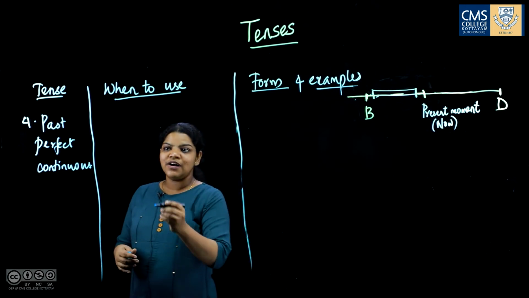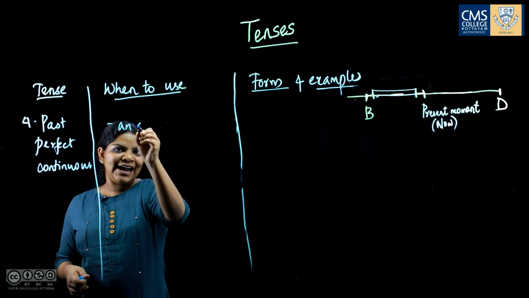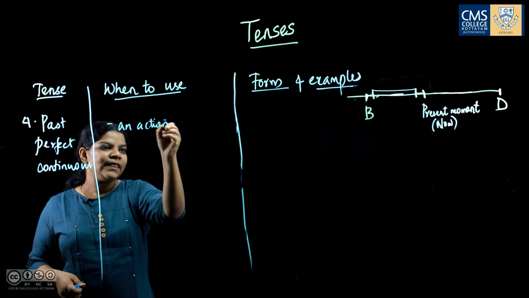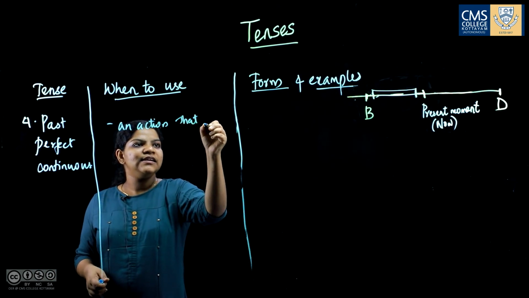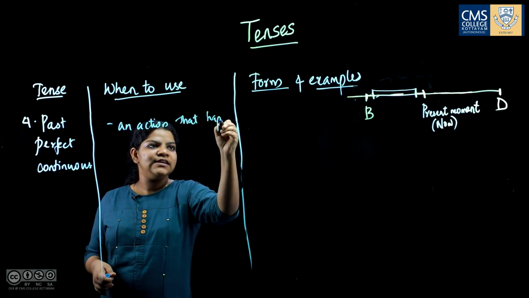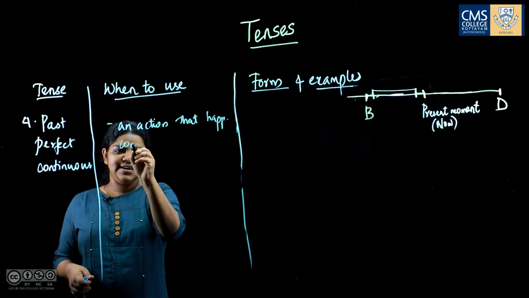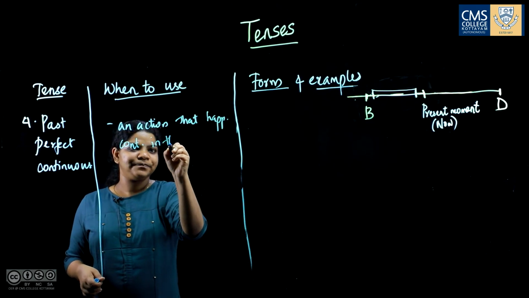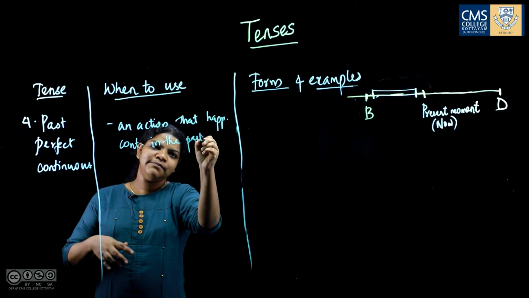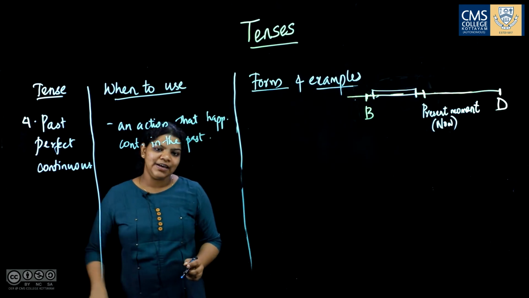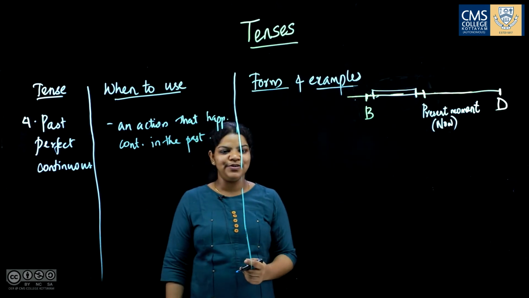So if you want to talk about an activity or an action that happened continuously in the past and came to an end in the past itself, we can use the past perfect continuous tense.